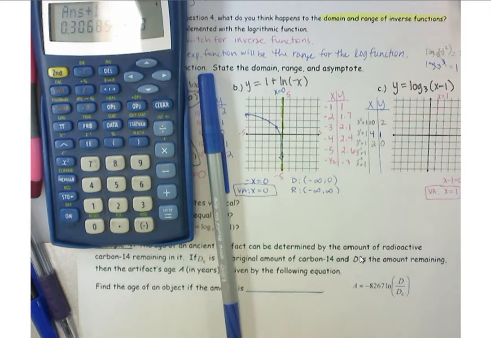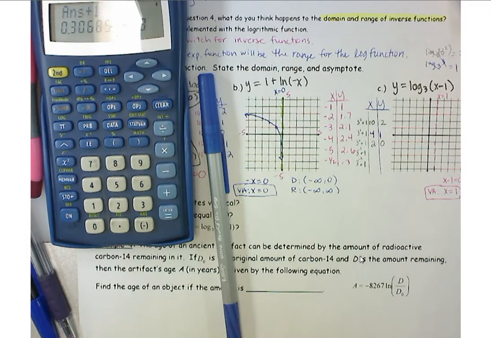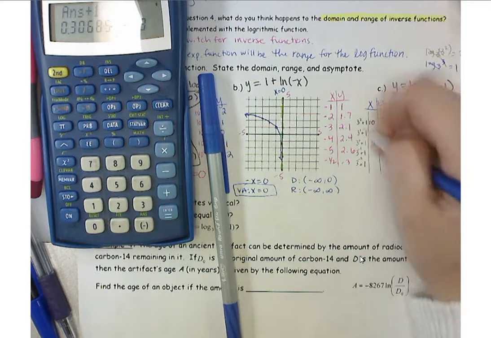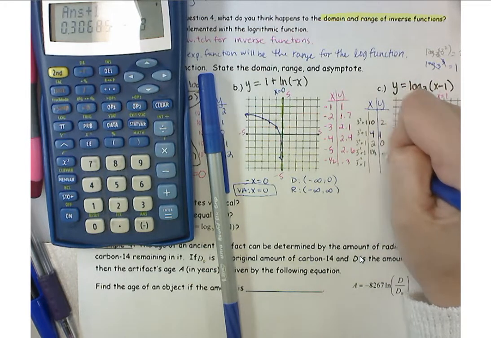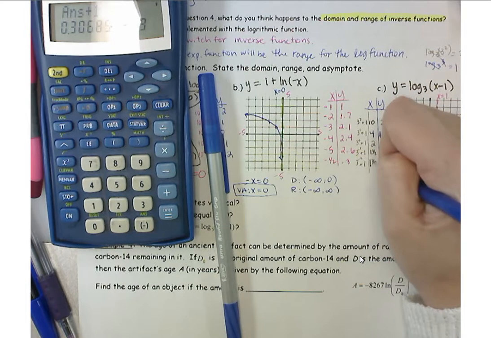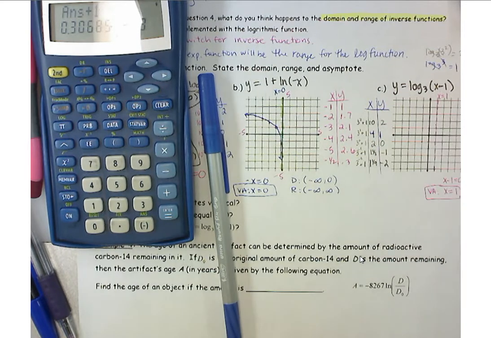1 over 3, right? 1/3. So isn't this just 1 and 1/3? And then I get negative 1. 3 to the negative 2 is 1 and 1/9. And I get negative 2, so then I can plot my points from there.